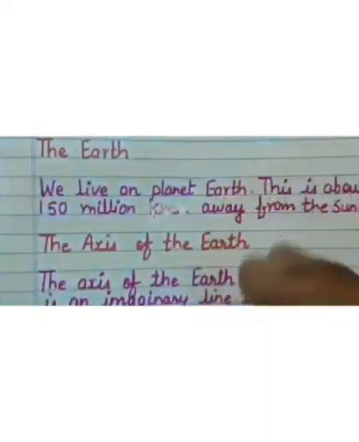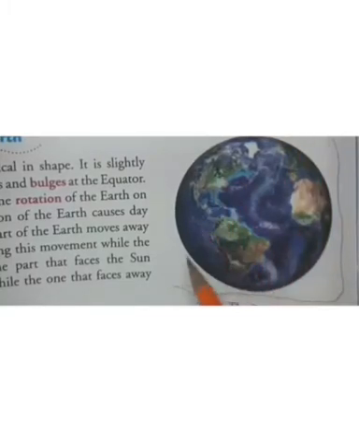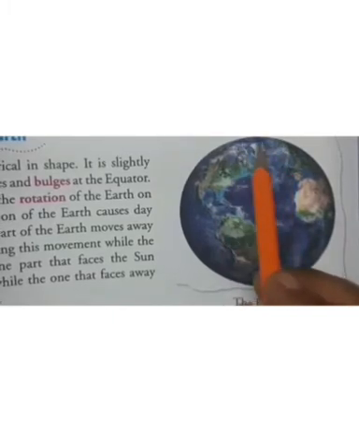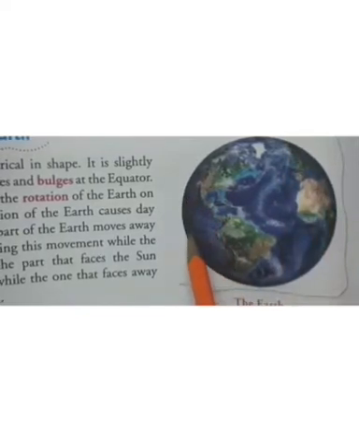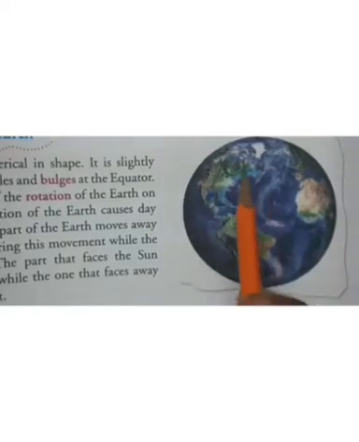Okay, just a minute, I'll show you the picture of it. Look at this picture. It is spherical in shape and it is slightly flattened at the poles, like North Pole and South Pole. It is flattened here and bulges at the equator. So basically it is spherical in shape.